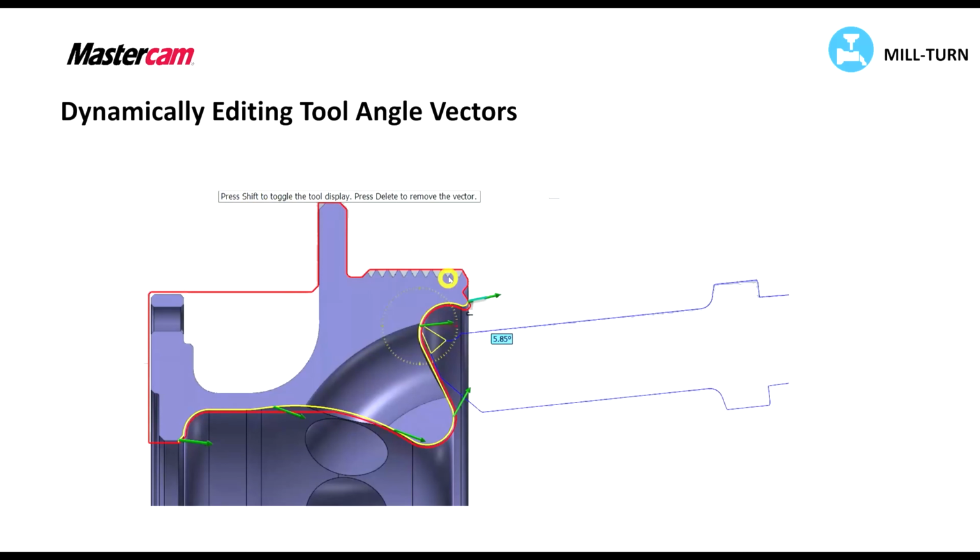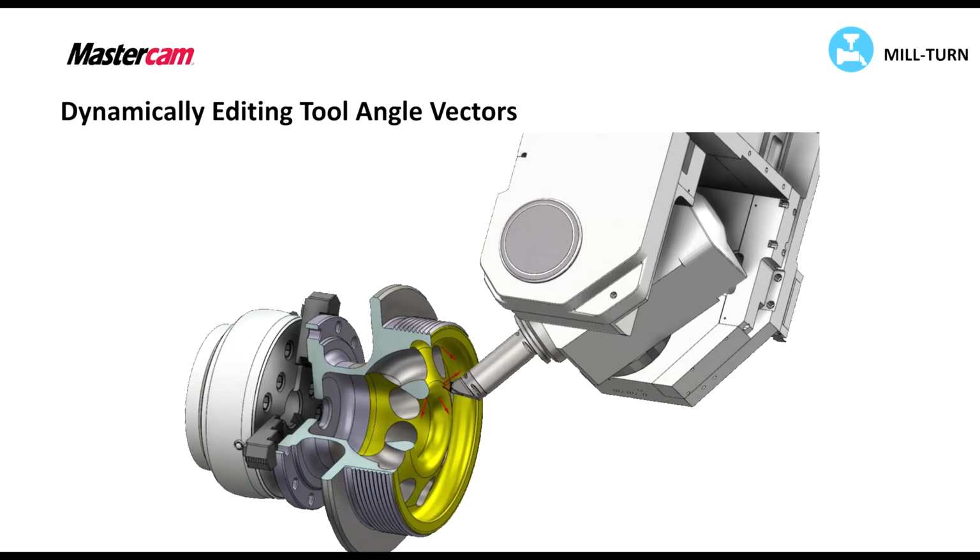What we're discussing here is if we press the Shift key on our keyboard, we'll toggle the display of the tool. Okay. So, kind of going through that, you can see what's happening is we're just going to be able to dynamically adjust that. So we'll go over that in a second on the live demo side of things.